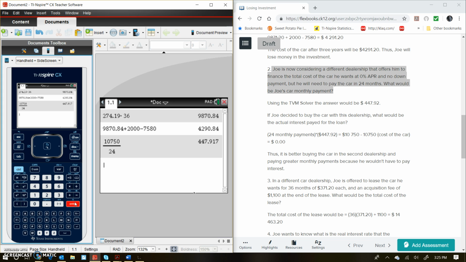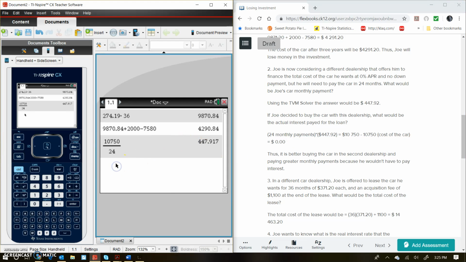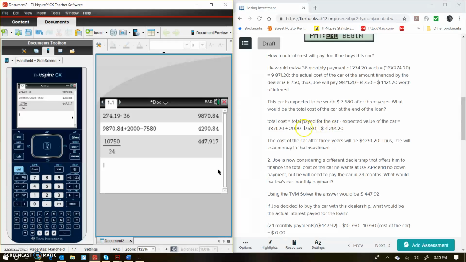$447.92. And then your cost of buying the car is going to be, let me see. According to this, I'm going to need to change that. We need to estimate the cost of the car after that much time. It's going to be a little bit more than $7,000 because it's the same type of car, so we're going to estimate $8,000, about $8,000 worth of the car after 2 years.